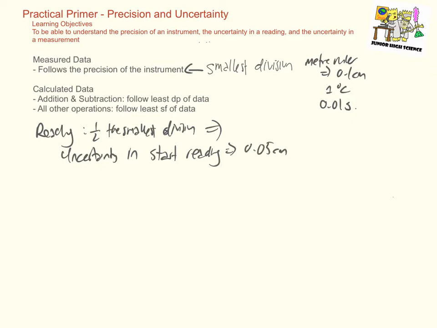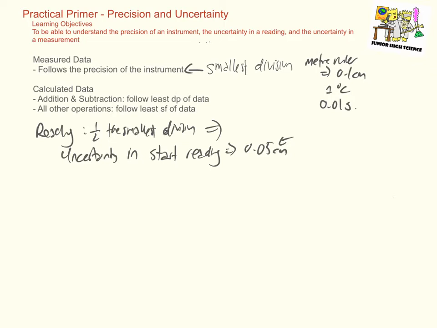Okay, this means that we are making an estimate. Our eyes can resolve up to roughly half the smallest division. So when I'm taking a start reading, I incur an error of roughly 0.05 cm. The error comes because of how I estimate. Now, the issue is, how many readings do I need to make a measurement?